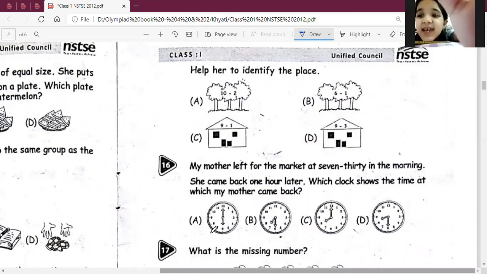Ma'am, C. 9 minus 8. I want only 5. 10 minus 5. 9 minus 1, 8. Ma'am, A. 10 minus 2, again 8. I want only 5. Ma'am, B. Right one.